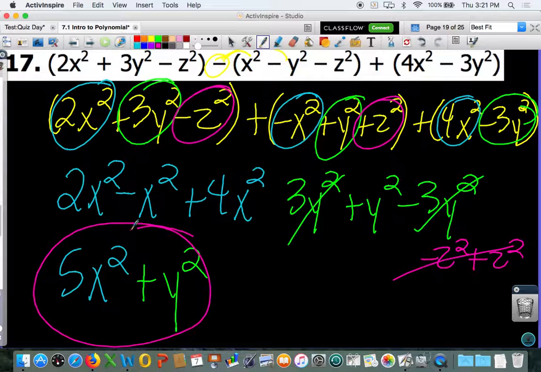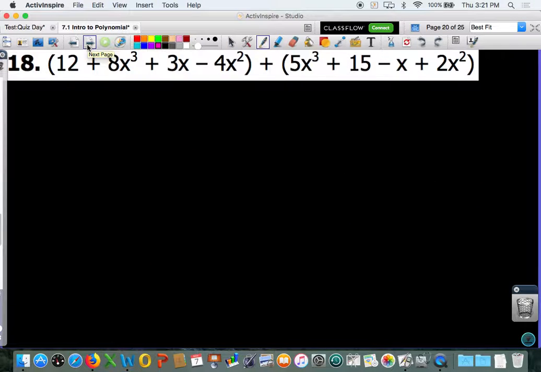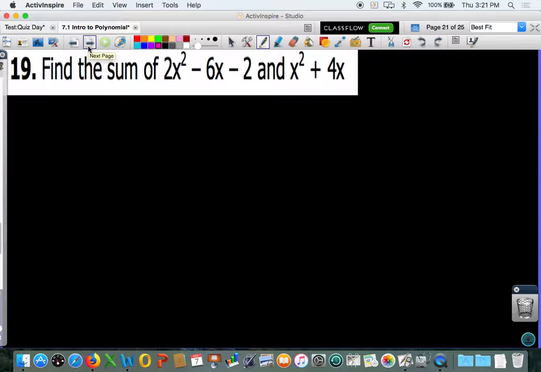Alrighty, let's do one more just like it. No, you know what? We need to go through the word problems. So we're going to do 19. Find the sum of this polynomial and this polynomial. Well, now we've actually learned that this is a trinomial and this is a binomial. So sum means add. So we're going to add these two together.